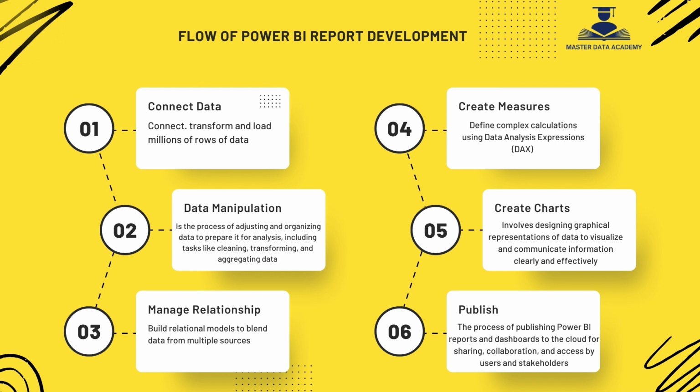Step 3. Manage relationships. The third step is manage relationships. This involves creating relationships between multiple tables, such as linking a sales fact table with customer and product dimension tables. Defining these relationships is critical to ensure accurate calculations and seamless filtering within your reports.